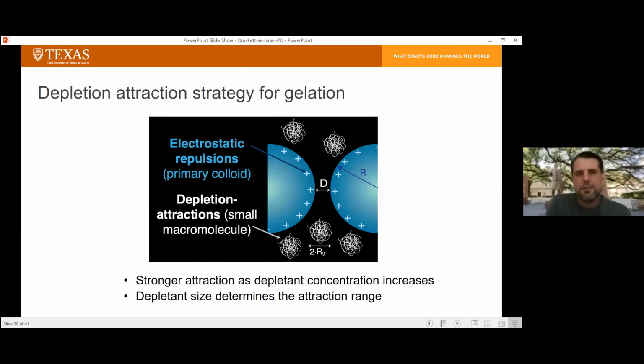And as I'm sure you're quite familiar, the strength of the attraction in these systems is dependent on the concentration of the secondary molecule, which is acting as a depletant when it's present in high concentration. And of course, the range of the potential is determined by the structure or the size of that depletant in solution. And so that gives rise to the possibility of tunability of the strength and also the range by modifying either the concentration of the depletant or its properties.